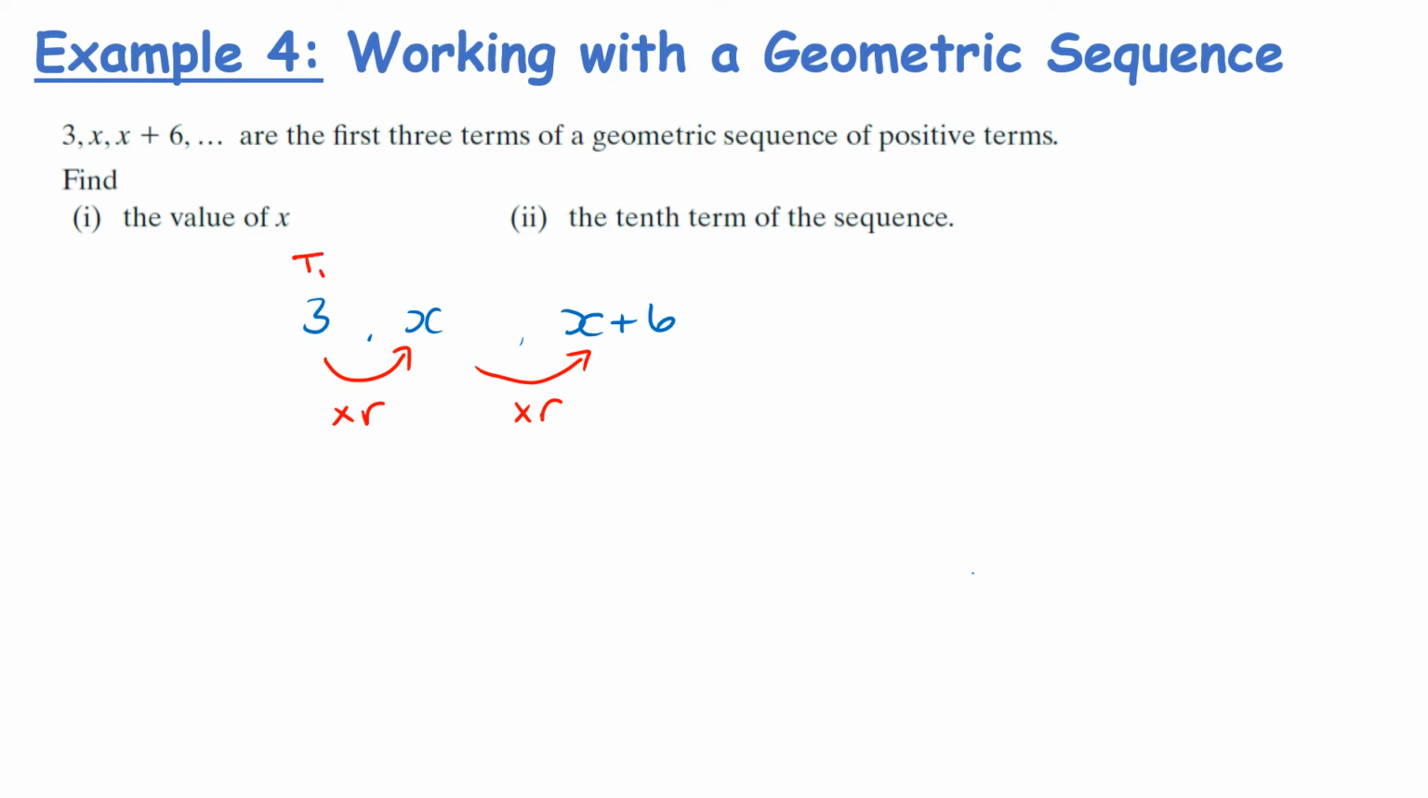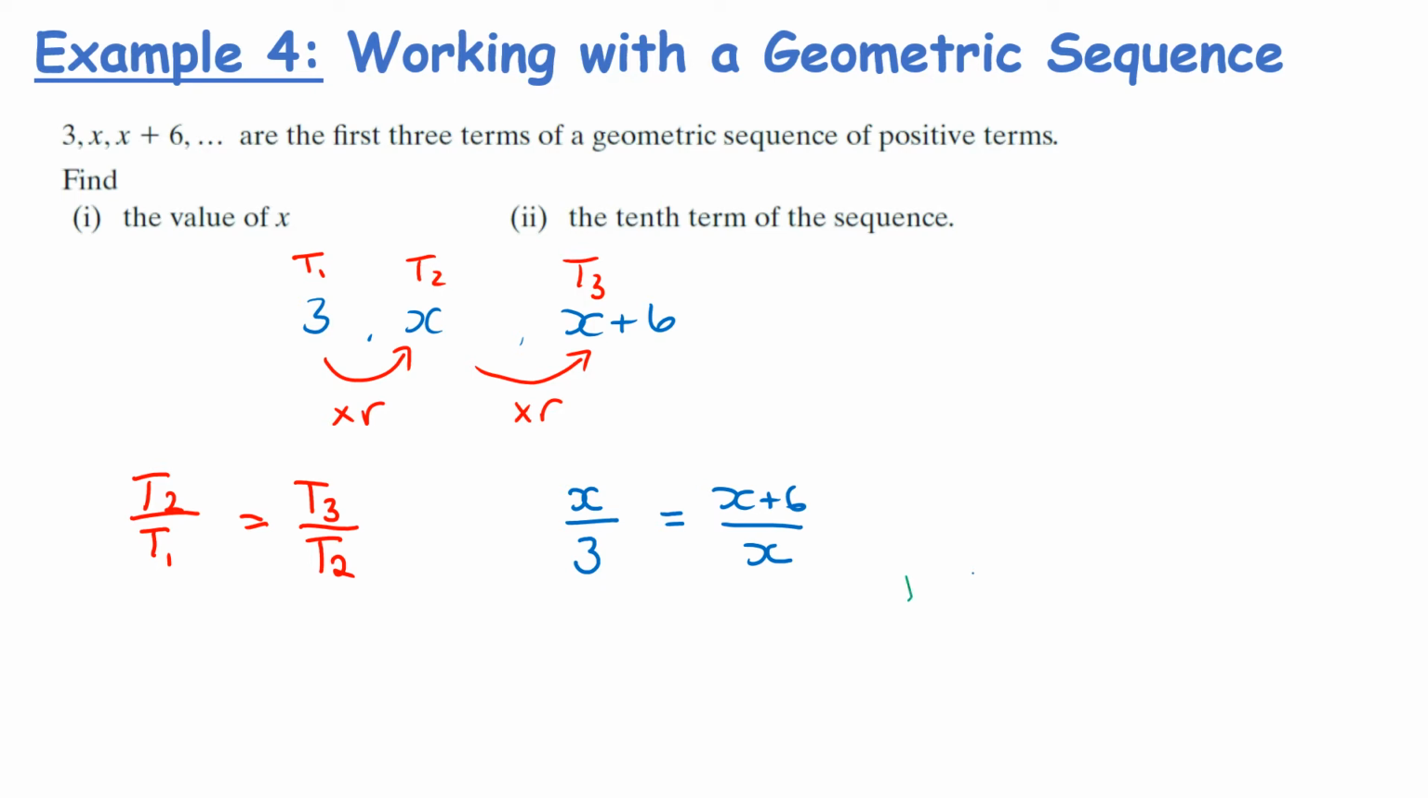If this is term 1, term 2, and term 3, taking term 2 and dividing it by term 1 should give us the same answer as taking term 3 and dividing it by term 2. Because remember, we're talking about a common ratio, division. So we know that x divided by 3 should give me the same answer as x plus 6 divided by x. Now I have an equation in terms of x, and I just need to get rid of my fractions.